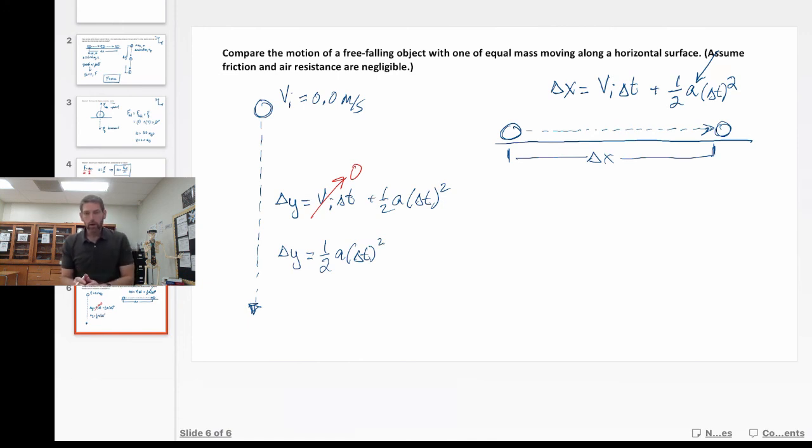And if you think about it, the unit for acceleration is meters per second squared. If we have our time squared, then those two units, the second squared units, cancel out, and we're only left with meters, which is what we're solving for anyway, which is displacement, vertical displacement in this case, right? So we assume again that the air resistance is basically non-existent, and we assume that the friction along the horizontal plane is also basically non-existent.